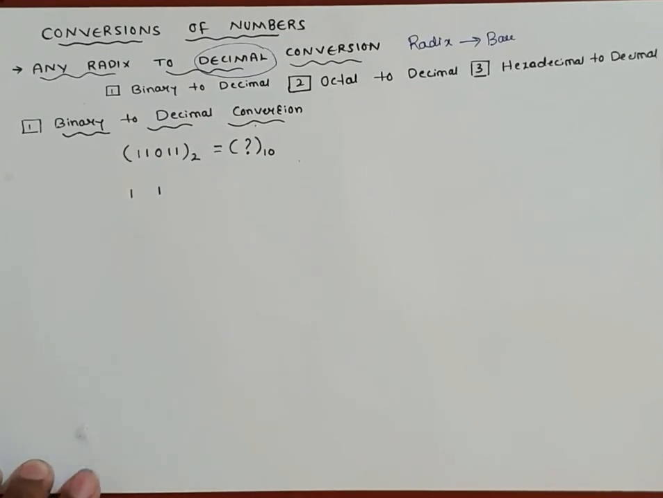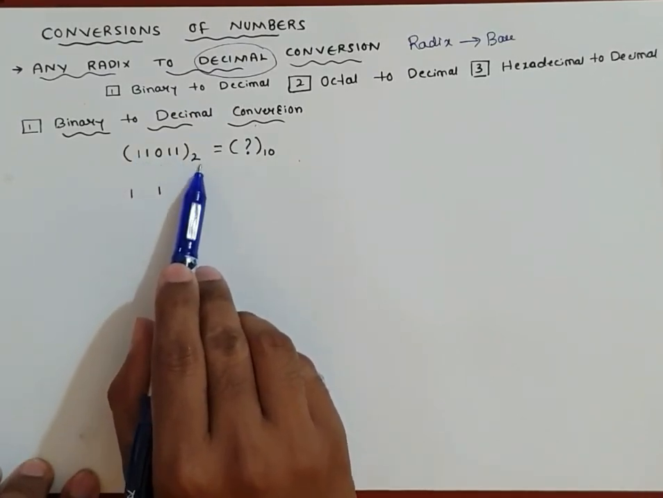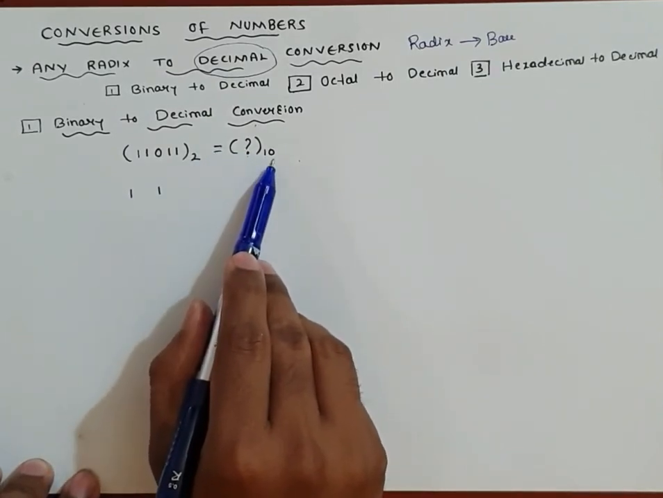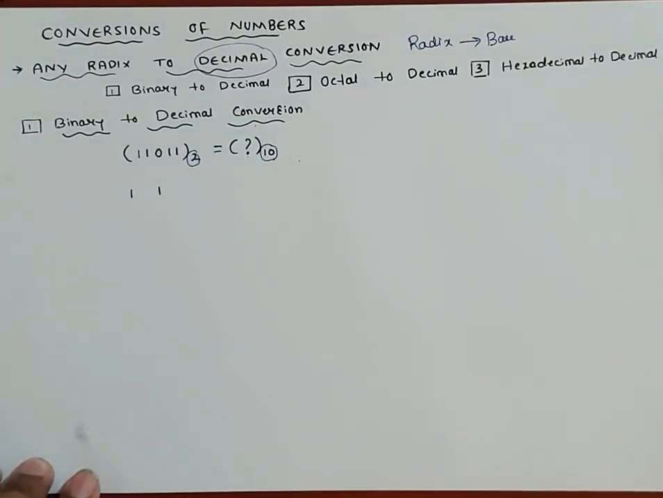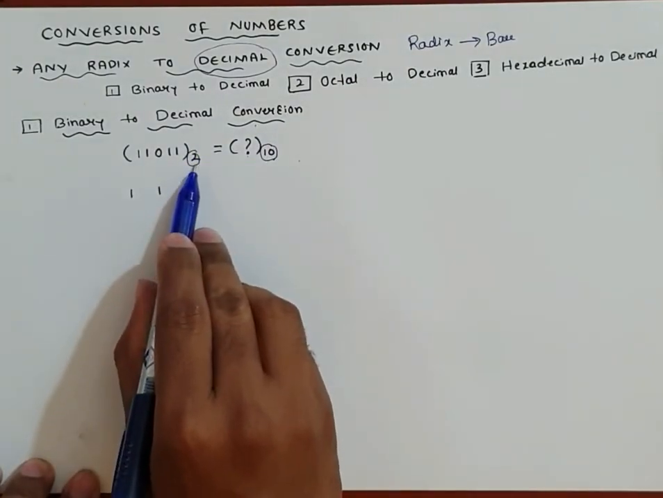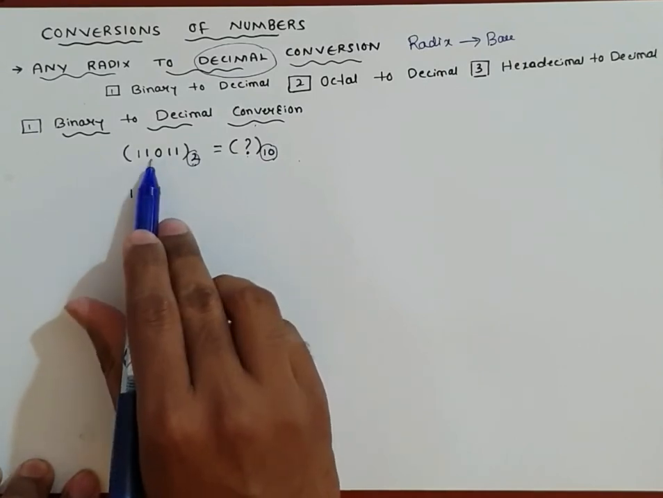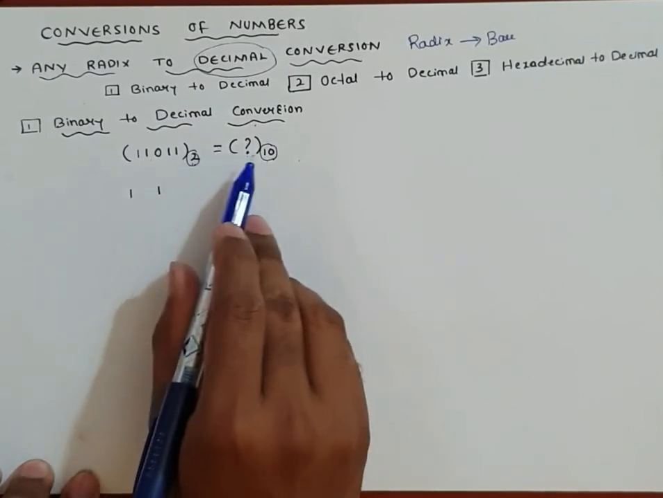So let us start with a simple numerical with binary number 11011 to the base of 2 equal to question mark to the base of 10. So this indicates the base. Here this base indicates the type of number system. So here the base is 2, it means the given number is binary. Here the base is 10, it means they are asking to convert into decimal form, that is binary to decimal form.